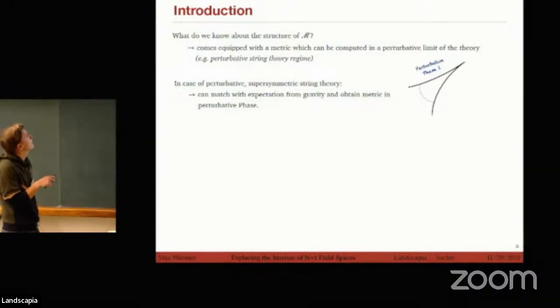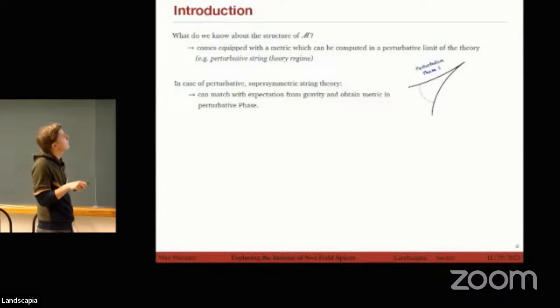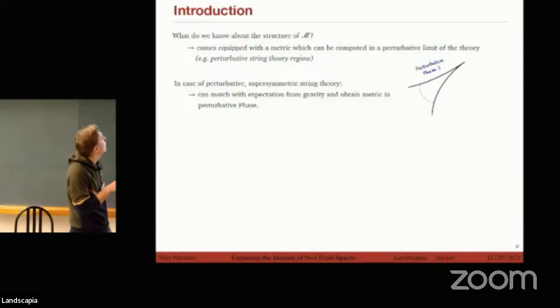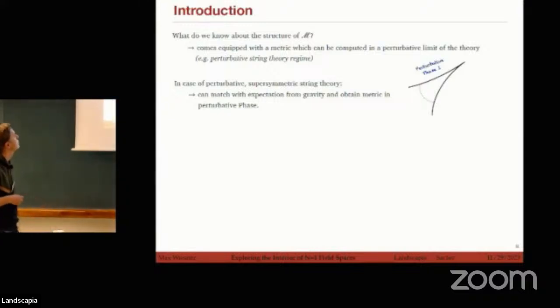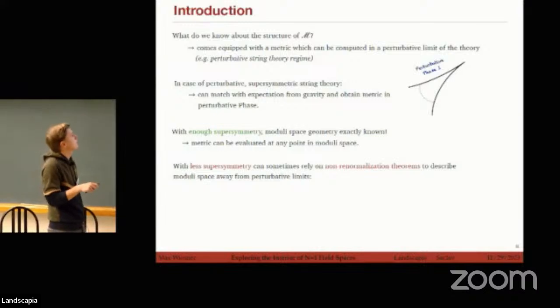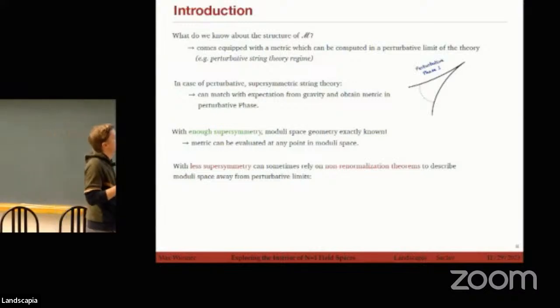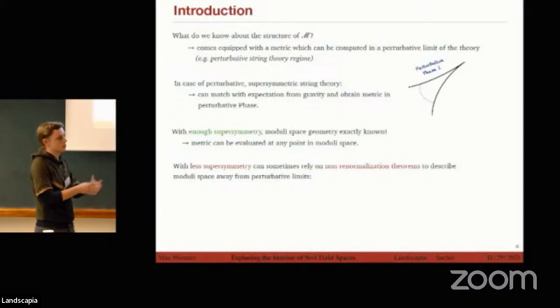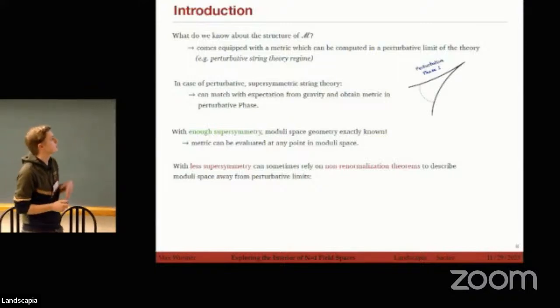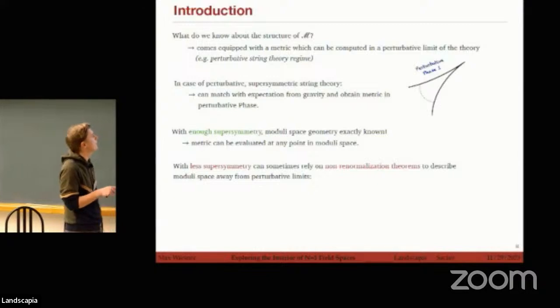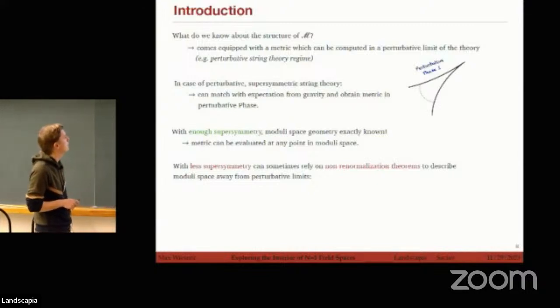And for example, in the case of perturbative supersymmetric string theory, which could be one of these perturbative phases where we actually know what to do, one can match this with expectations from gravity and obtain a metric in these perturbative phases. And then if we have enough supersymmetry, sometimes we know the entire structure, we know the metric everywhere, because just the structure of the supersymmetry algebra gives us enough information, and the metric can be evaluated at any point in moduli space.